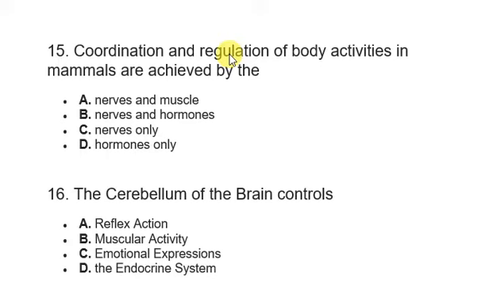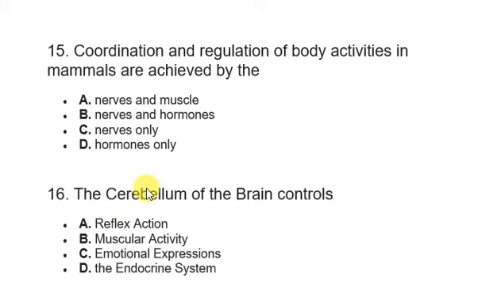Question number 16. The cerebellum of the brain controls, look at the statement, the cerebellum, not the cerebrum. Do not mistake the cerebrum for the cerebellum. They are entirely two different things. Now, the cerebellum is also known as the small brain or little brain because of one important factor, and that's what it controls. So the cerebellum of the brain controls A, reflex action, B, muscular activity, C, emotional expressions, D, endocrine system. The correct answer is muscular activity.